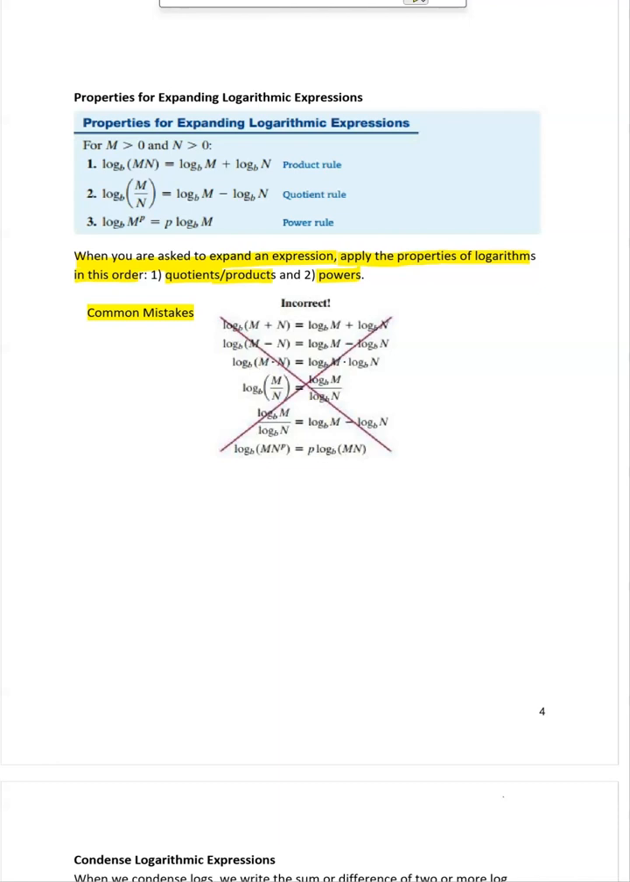Here are some common mistakes. I just put them in here so that you can see these are things that in semesters past students have done. Please don't look at them and then do them. Look at them and then avoid them.